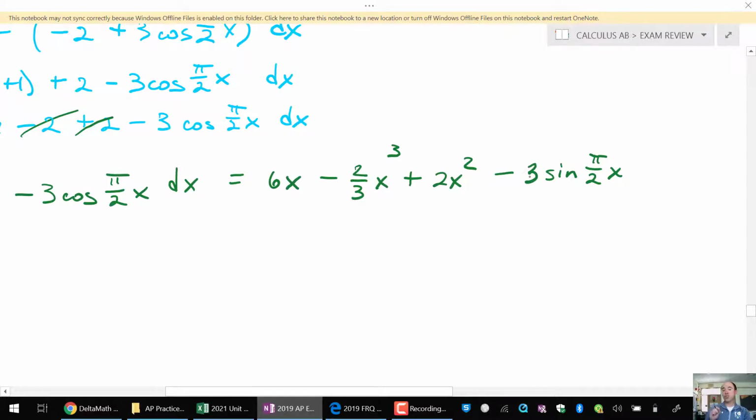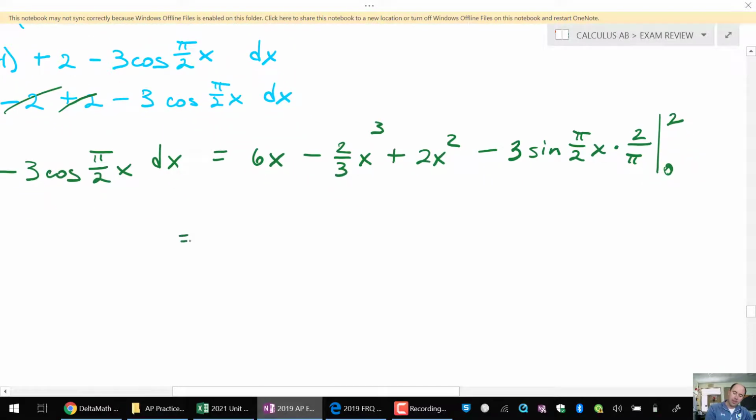And then reverse chain rule. So my derivative of the inside argument is pi over 2. I have to divide by pi over 2, which is the same thing as multiplying by 2 over pi. So all of that from 0 to 2 as the upper and lower bound.